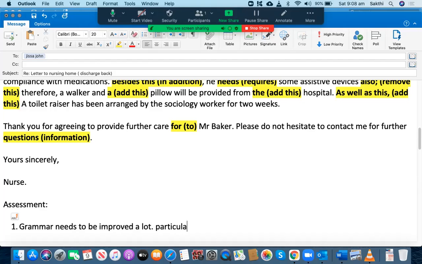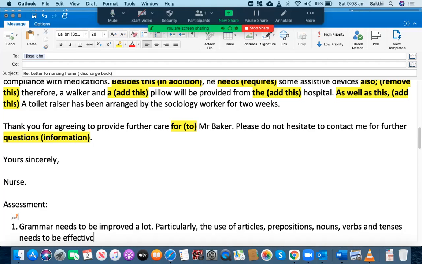Particularly the use of articles, prepositions, nouns, verbs, and tenses needs to be addressed. Needs to be effectively used. Okay.